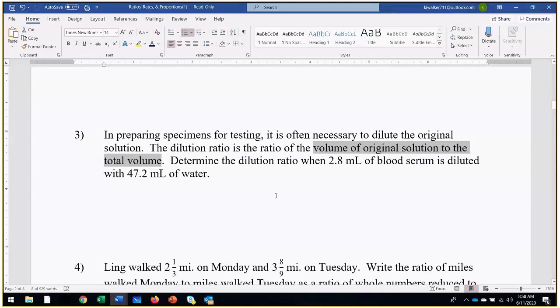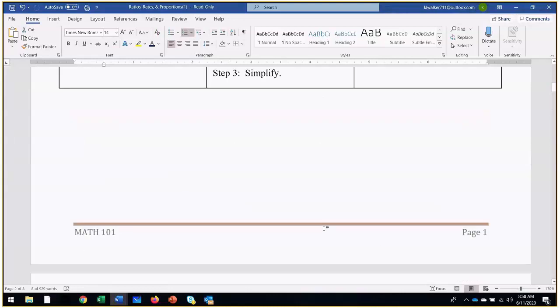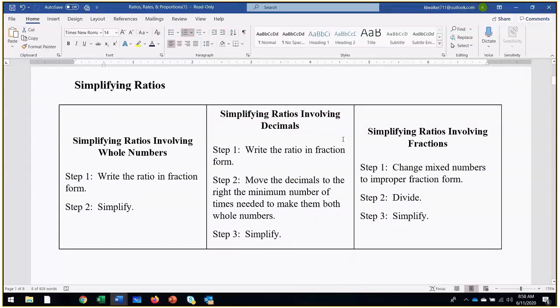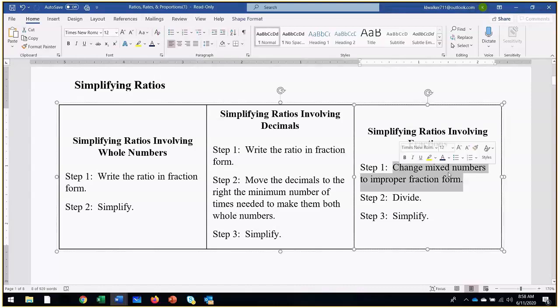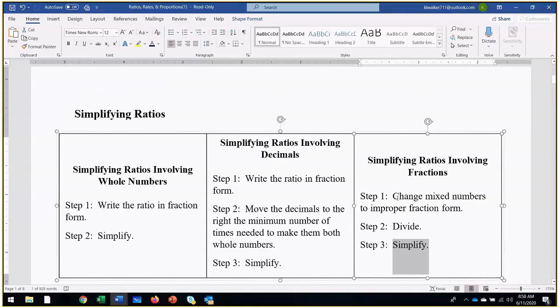Okay, so before we go to the whiteboard, let's go back up here and look at this last box. This is how we simplify ratios that involve fractions. So you have 2 mixed numbers as your starting information. So your first step is going to be to change those mixed numbers to improper fractions first. Next, you're going to divide them. But we're not going to set it up quite the same way as we've been doing. We're going to write it out horizontally so that we can simplify it at the end. So I want to back up for just a second here and show you why we're doing it this way.